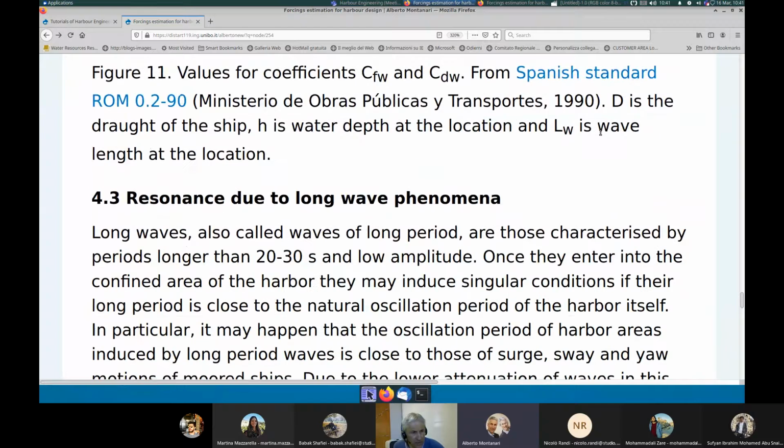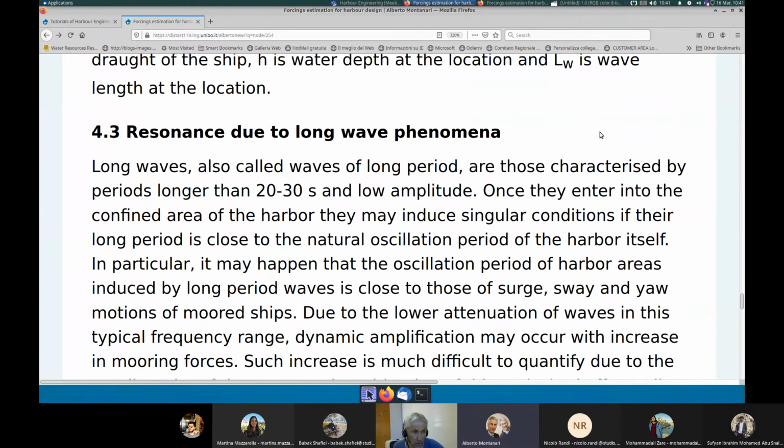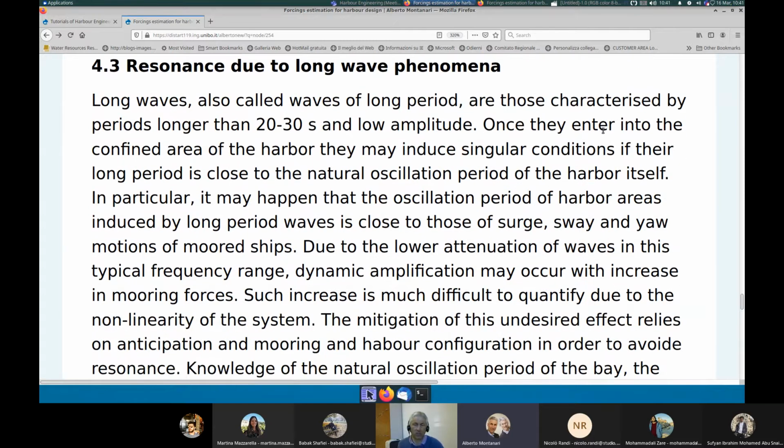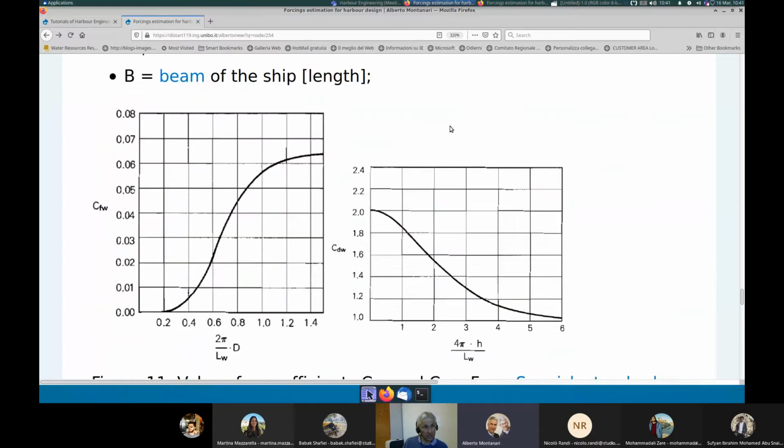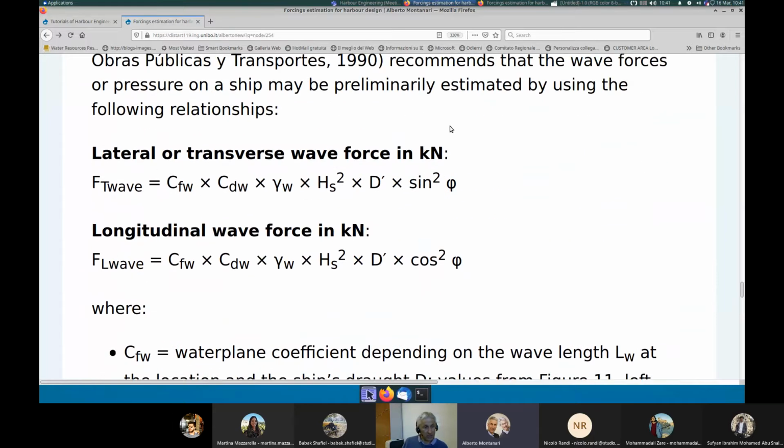Okay, now with the wave forcing, I think we are done. Here there is a short chapter dedicated to resonance. It's a deeper discussion of what I already anticipated to you, because if I go back to these relationships here, they don't take into account resonance at all. So they simplify a dynamic problem to a static problem. These two relationships translate an oscillation into a constant forcing in two directions. And of course, it's a simplification.